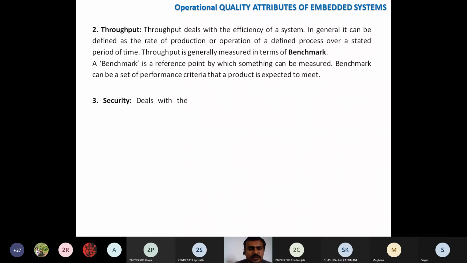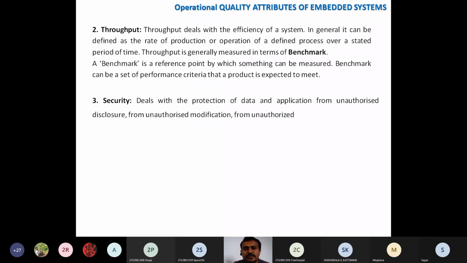Then comes the security. Security deals with the protection of data and application. Whatever attributes we are studying, these attributes are studied when the system is working, when it is operating, when it is not in the off mode. It means when the mobile phone is on and we are operating it for communication purposes, then we are going to measure all these parameters and attributes. That is throughput: what is the efficiency with which the benchmark will be achieved?